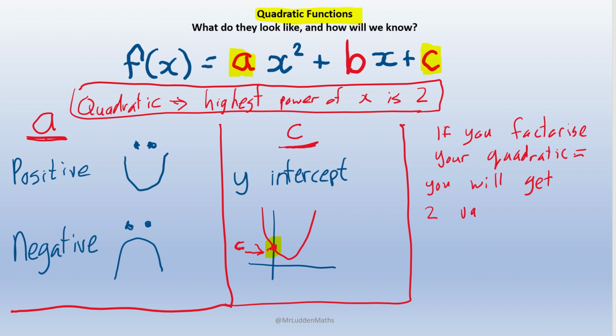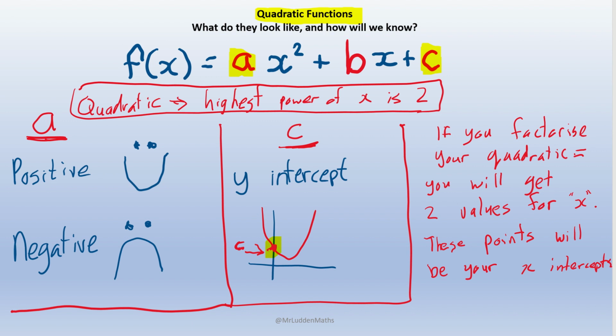Two values for x. These two values of x are where your graph is going to cross your x-axis. So these points will be your x-intercepts.